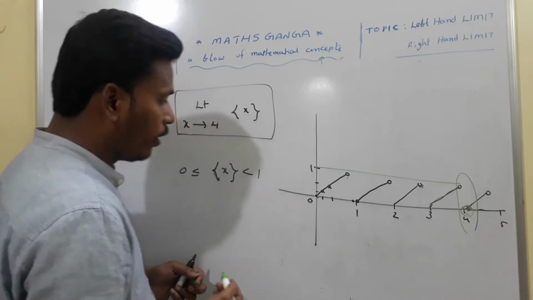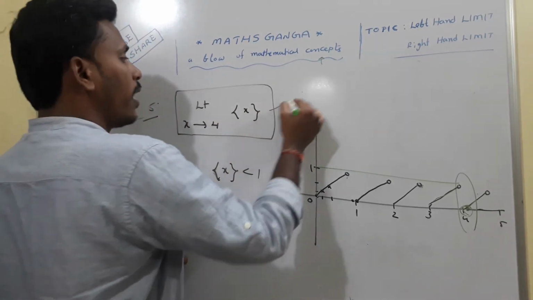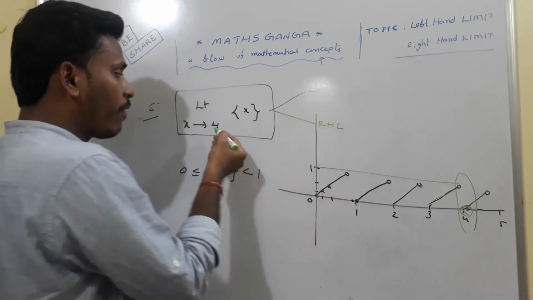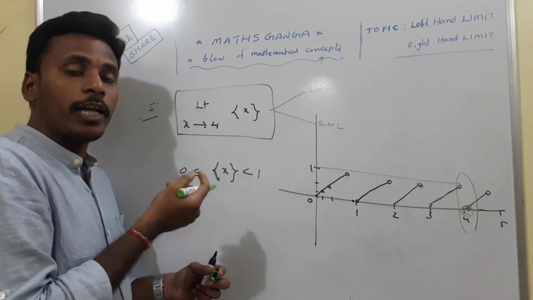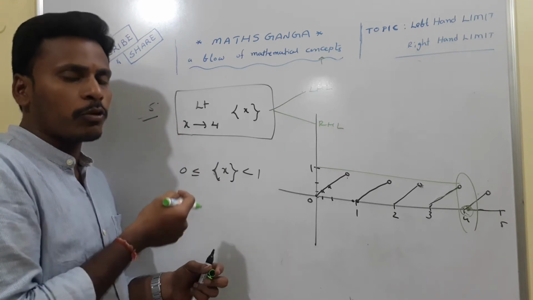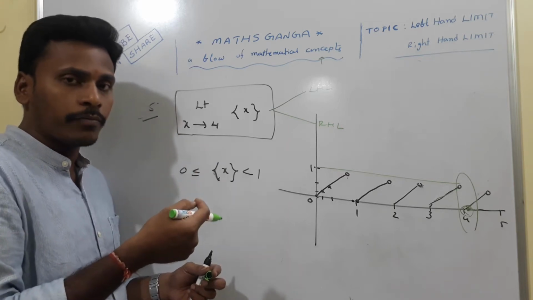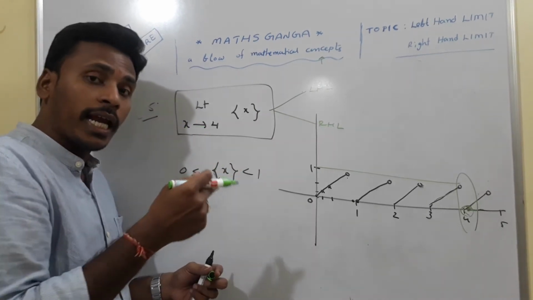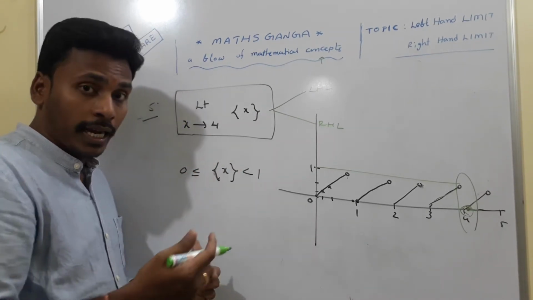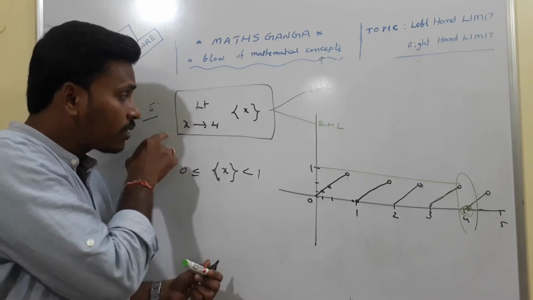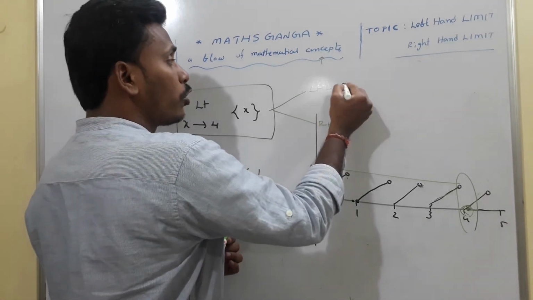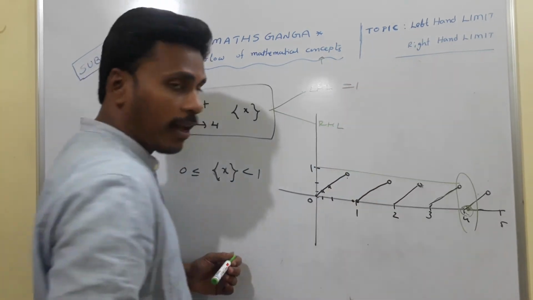If you observe carefully, for the left hand limit, the value of x is less than 4. Suppose you treat it as 3.9, the result is 0.9. If you treat it as 3.999, the result is 0.999. That means if x is approaching 4 from the left side, the left hand limit is approaching 1, as in the case of the graph.